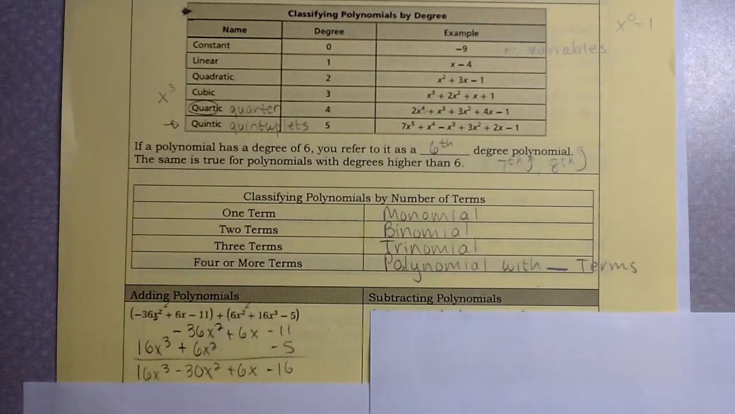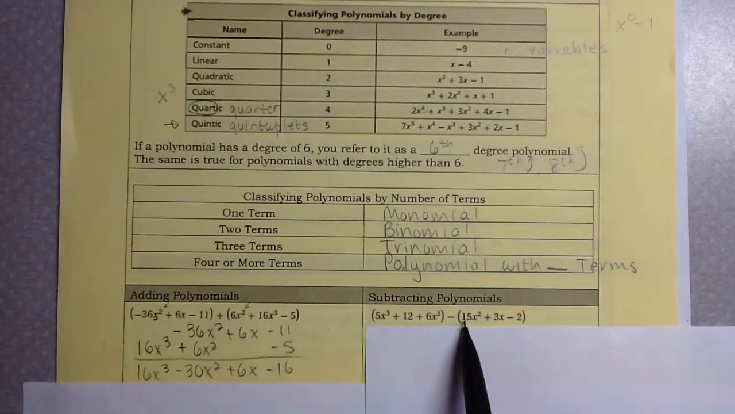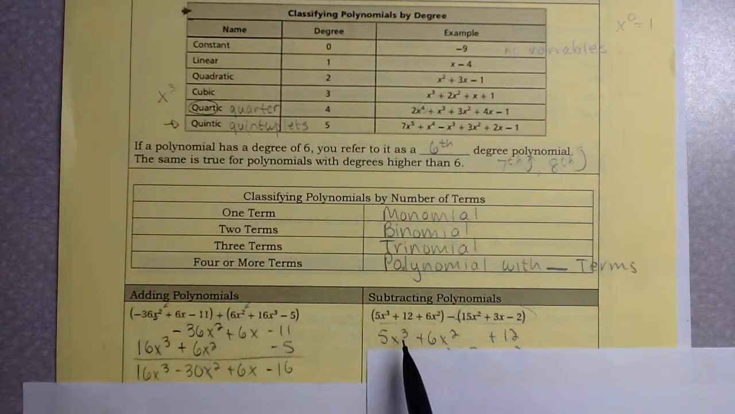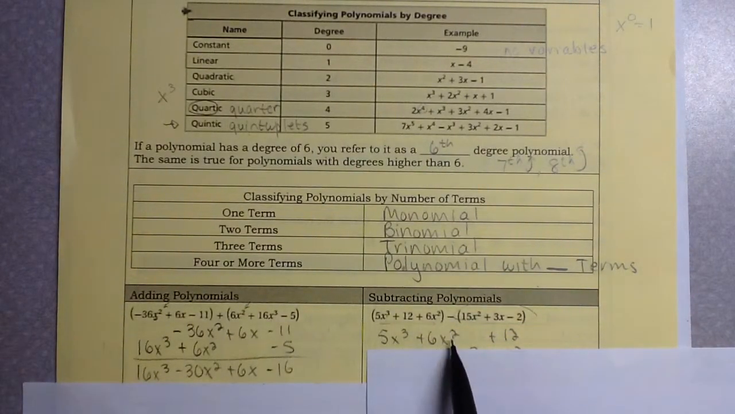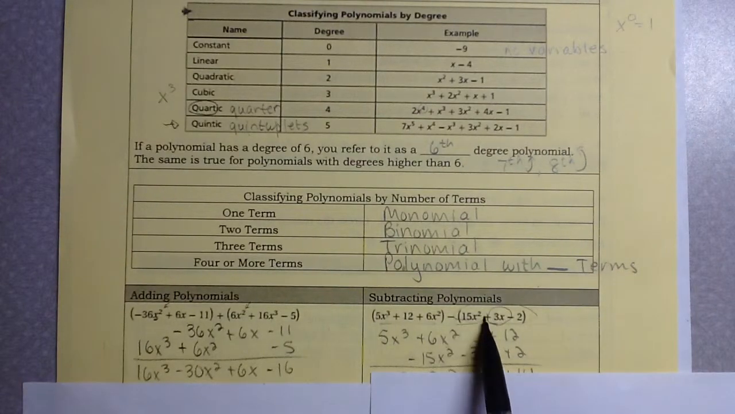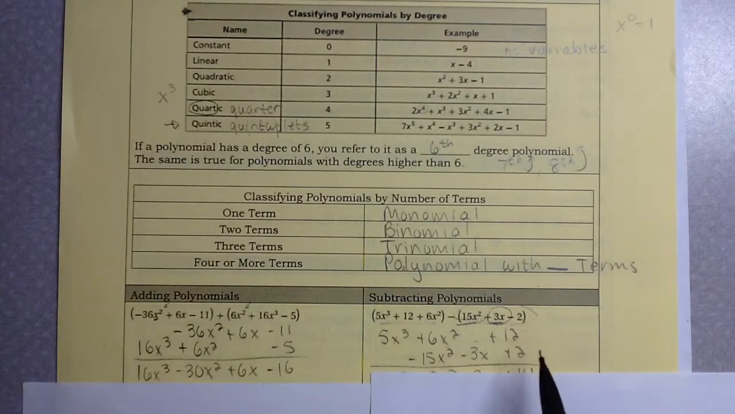Now, when I subtract polynomials, always be careful when you're subtracting. Probably the best way to do this is take the opposite of everything that follows in the second polynomial, and then I'm going to line them up again. This one is not in standard form, so I'm going to put that in standard form. 5x cubed comes first, 6x squared is second, and then we have the plus 12. And I'm leaving a little space here because I can see that we have a linear term here, which we don't have here. So I'm leaving space for that. I'm taking the opposite of everything here, so it's negative 15x squared minus 3x, and then a plus 2.